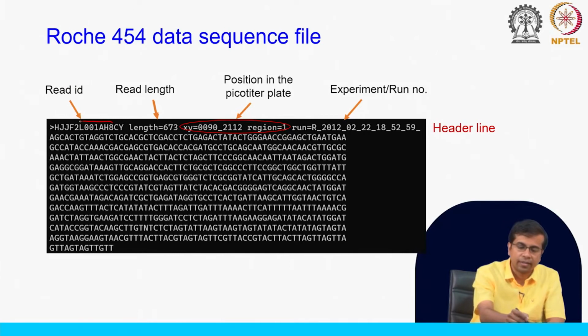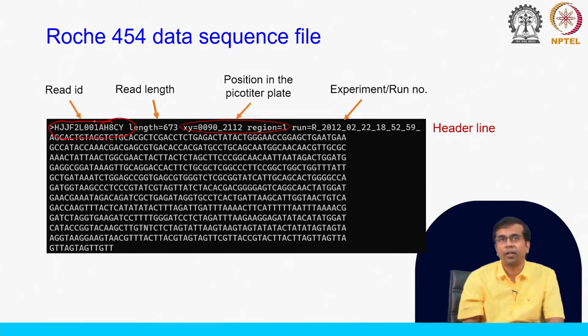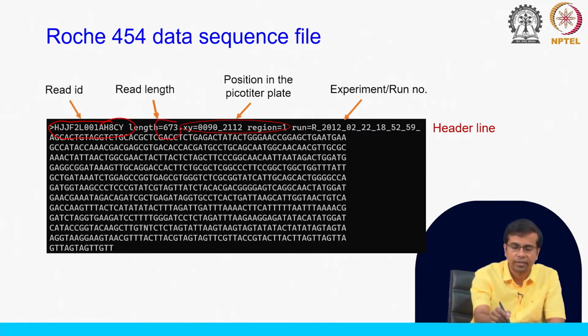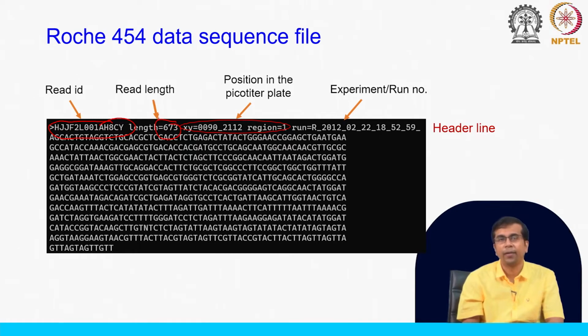So, as I said, the sequence ID actually refers to the read ID, right. So, this is the read number that we are getting. We have the read length, right. So, here it is 673 bases.